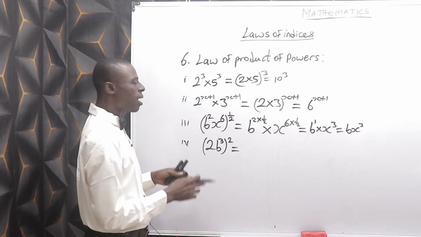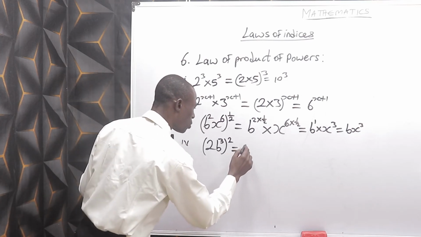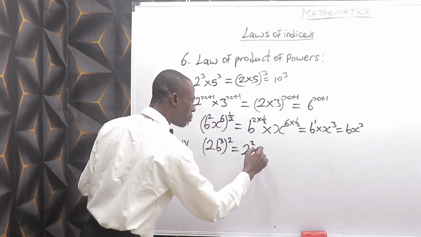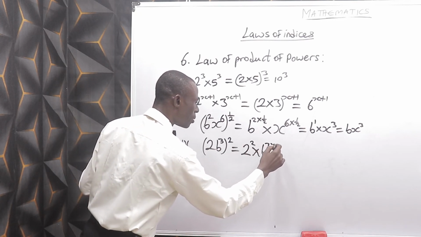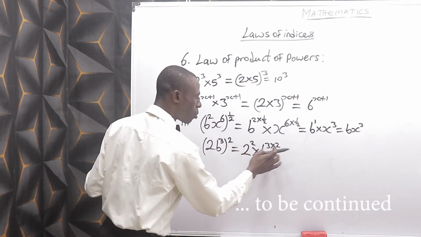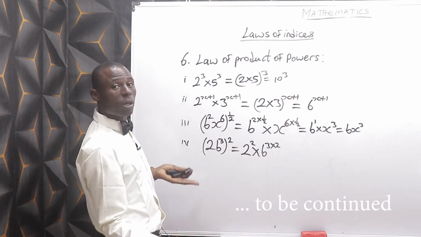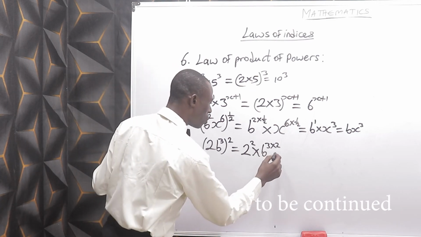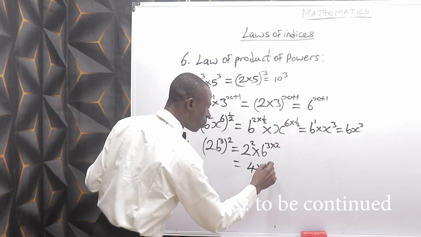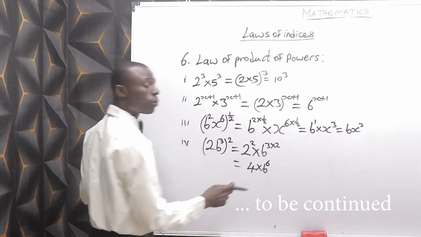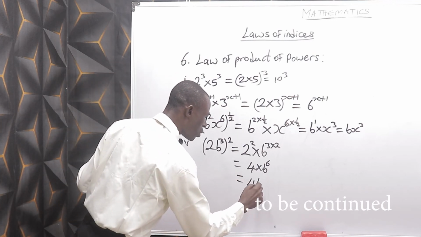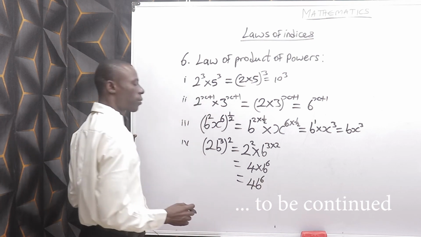The two of them have access to power 2. So you will write 2 raised to the power 2 times b raised to the power 3 raised to the power 2 as well. So when two powers come together, they multiply. And this will be 4 times b raised to the power 6, 3 times 2. And finally, we have 4b raised to the power 6.